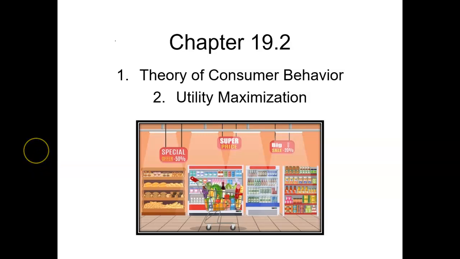Farmer. Today we're talking about Chapter 19.2 and consumer behavior. So the theory of consumer behavior and the utility maximization rule. Here we go.